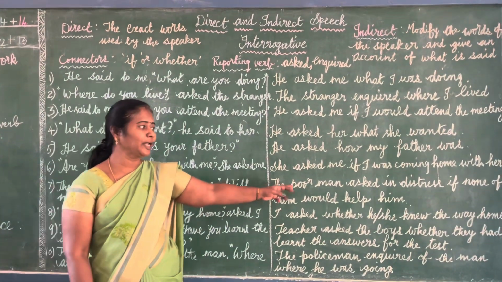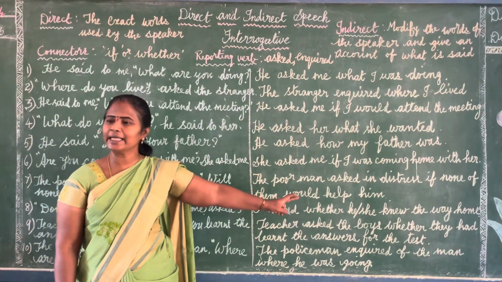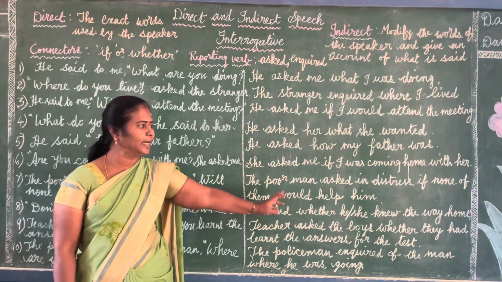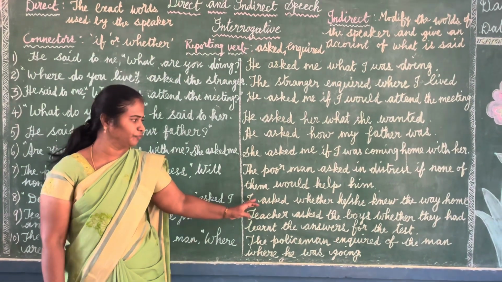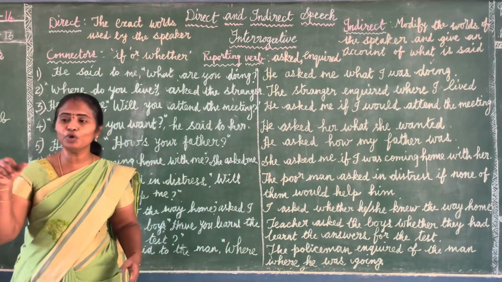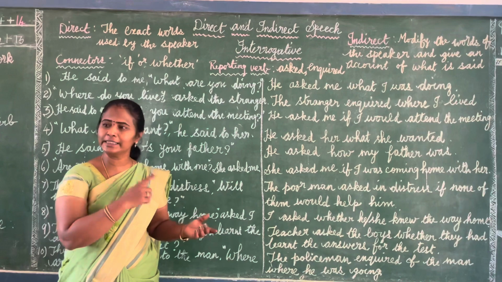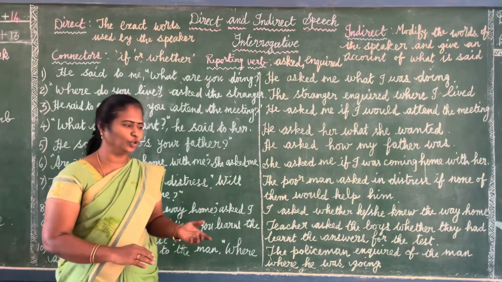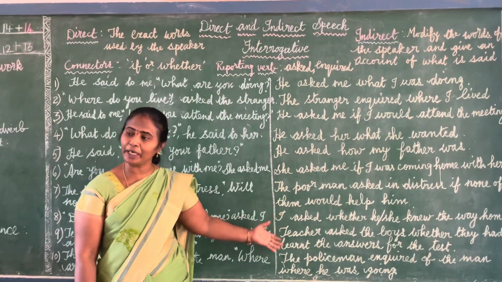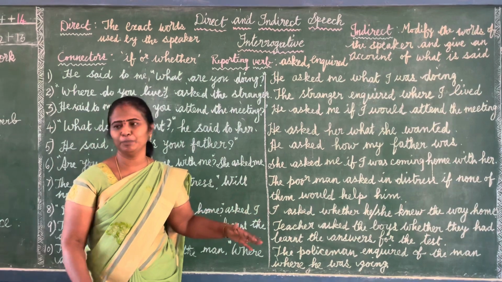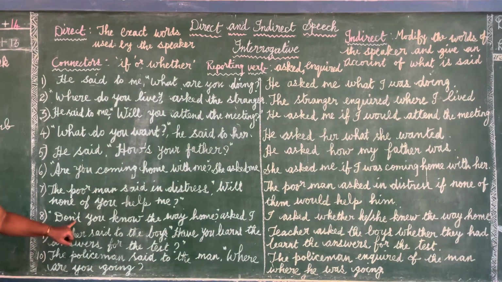Okay. So the poor man asked in distress. We have added the connector "if", and then the subject, none of them, and then none of them would help him. "None of you" will be changed to "none of them". "Will" is changed to "would". So the poor man asked in distress if none of them would help him. "Me" will be changed to "him". That's all.